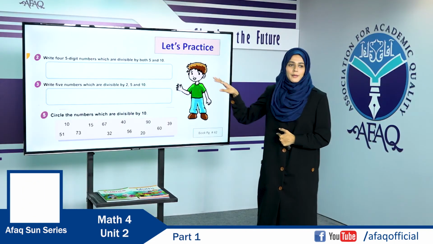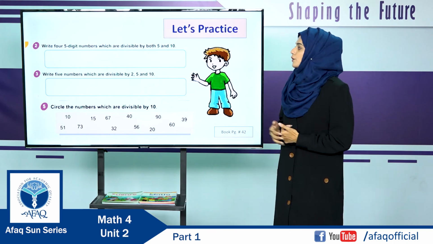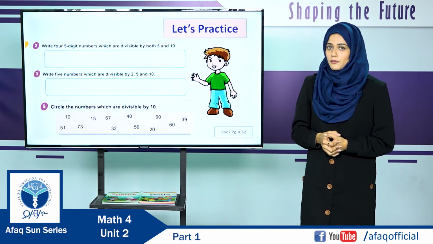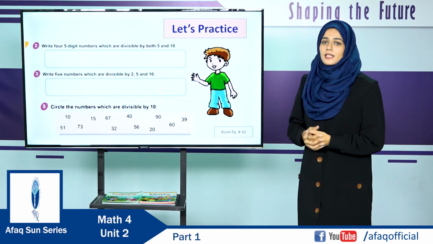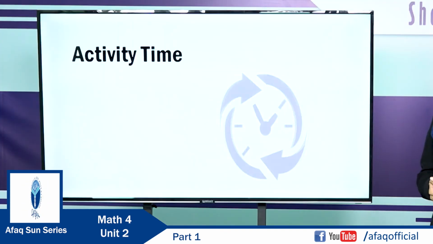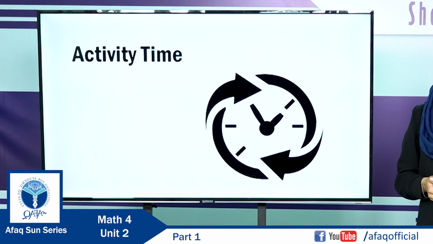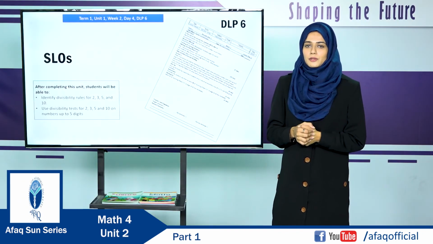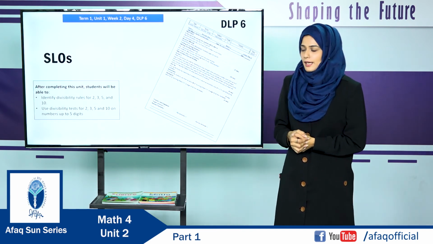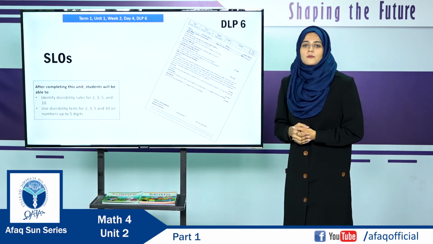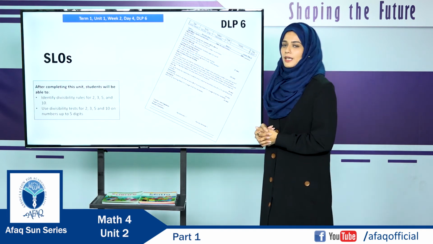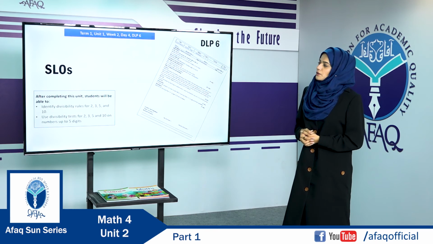Okay, you have to practice this worksheet. You have to solve the questions on the basis of the methodology we discussed before. So, solve this worksheet in the presence of your parents or teacher. It's an activity time. Let's see the other methodology. In this SLO, we are going to discover the divisibility rule for 2, 3, 5 and 10. To cover this, the methodology has been given in DLP6, which falls in term 1, unit 1 of week 2, day 4. Let's see the questions.